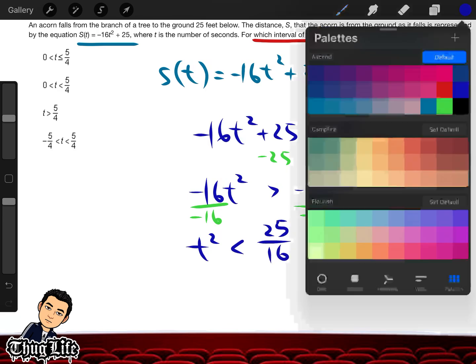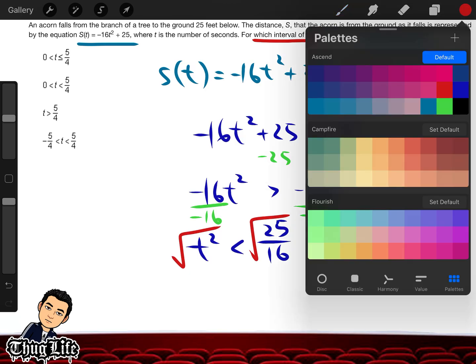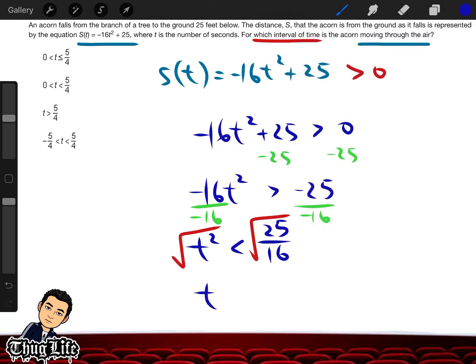The next thing you want to do is square root both sides. After you square root both sides, you're going to see t is less than positive or negative 5 over 4. So you're going to have to write it as two different inequalities, but the way you actually do it is you put the other inequality, the negative, on the other side, kind of like absolute value. So you're going to put negative 5 over 4. Let me erase the negative from here.